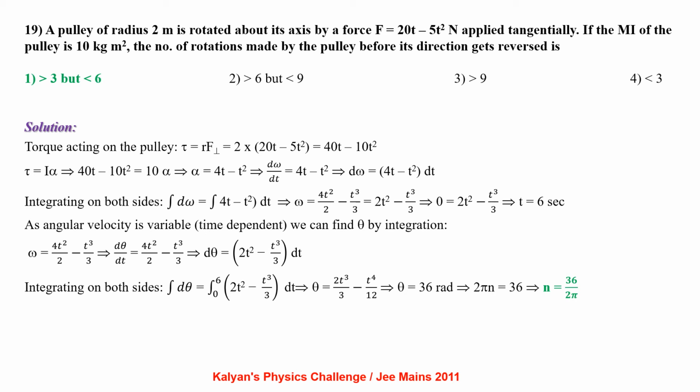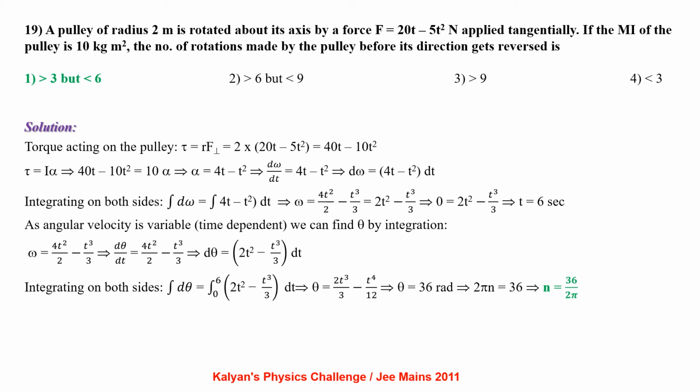As we need to calculate the number of rotations made by the pulley before its direction is reversed, for the reversal of direction, the pulley has to come to rest first. So put omega equal to 0, we get t equal to 6 seconds. Now, as the angular velocity is also a variable, we can find the angular displacement theta by integration method again. We can write omega equal to 4t square by 2 minus t cube by 3. Omega is d theta by dt.